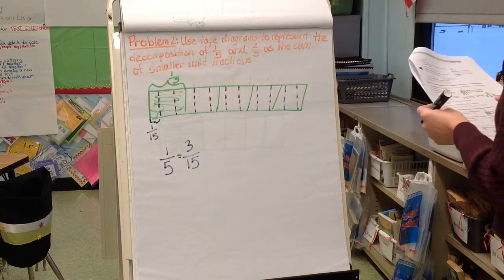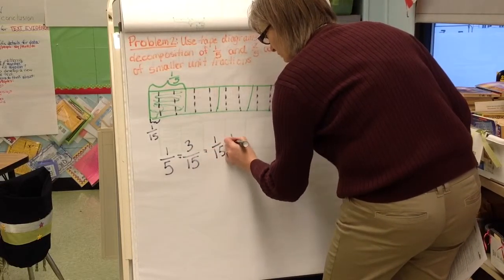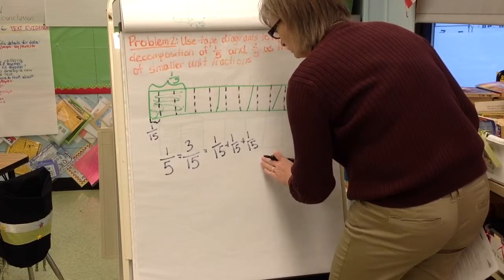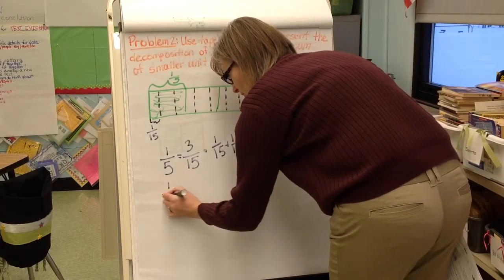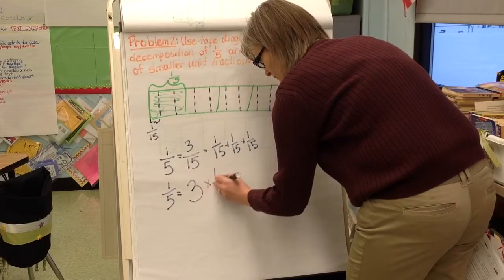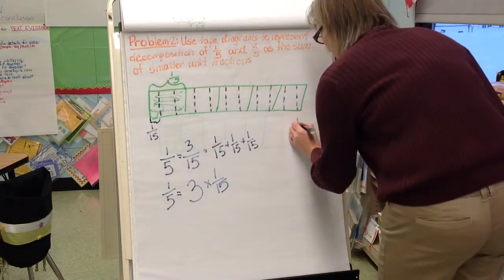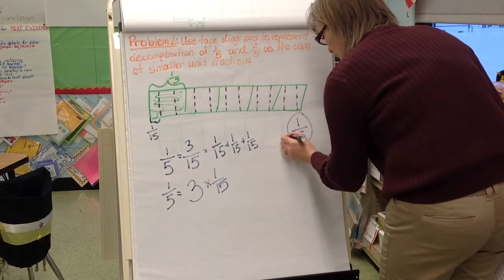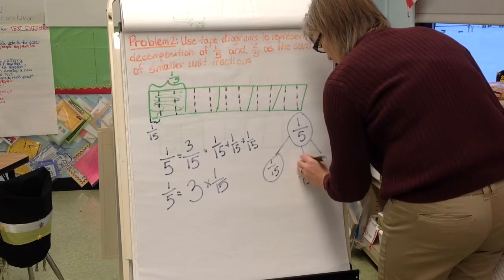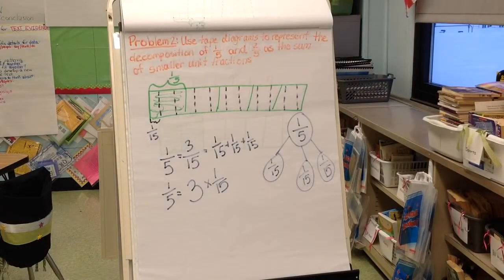okay, to help us with that. So 1/5 equals 3 15ths, which equals 1/15 plus 1/15 plus 1/15. Okay, if we were to say 1/5 equals a whole number times a unit fraction, well, 3 15ths is 3 times 1/15. Okay, if we were to do a number bond, 1/5 is 1/15, 1/15, and 1/15.